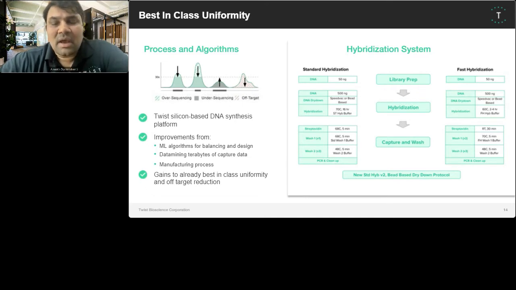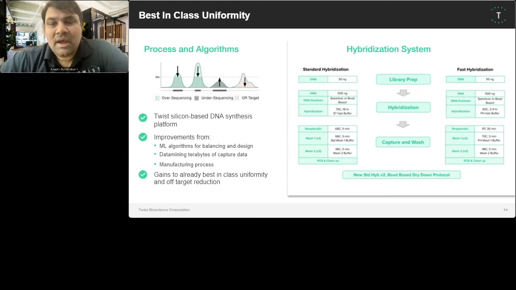And then we used improved machine learning algorithms for balancing and boosting the probes. This is one thing that Twist excels in. We study the regions, understand which regions are captured well and which are not captured well, and we try to boost those regions so that the coverage and the capture efficiency is similar all across the target regions that you're interested in.